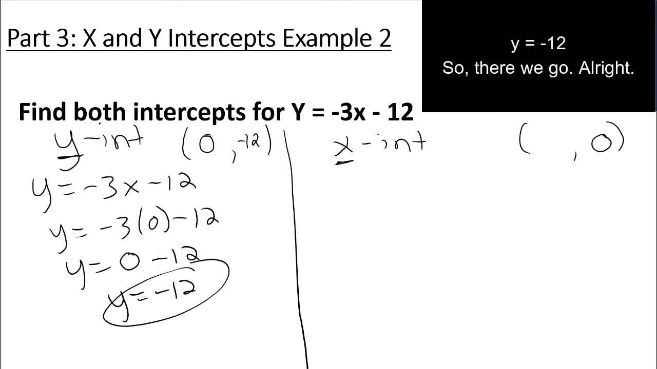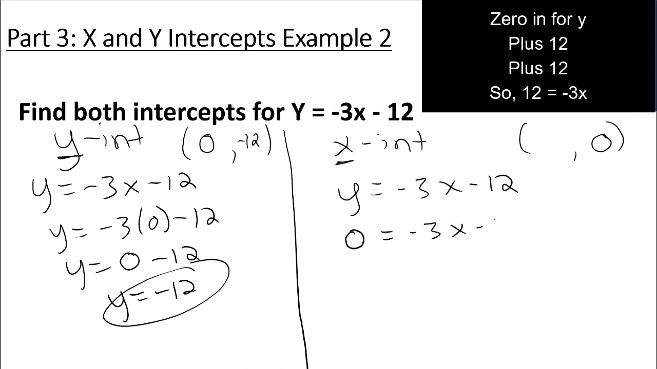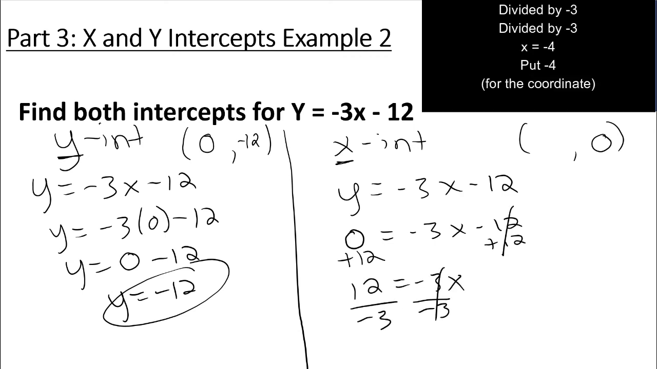Now over here, y equals -3x minus 12. Put 0 in for y. Plus 12, plus 12. So 12 equals -3x. Divided by -3, divided by -3. X equals -4.